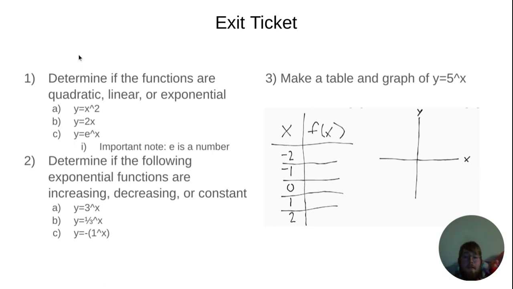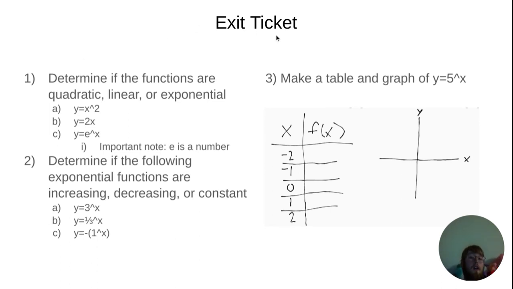Secondly, determine if the following exponential functions are increasing, decreasing, or constant. y equals 3 to the power of x, y equals 1/3 to the power of x, and y equals negative, with the negative on the outside, parentheses 1 to the power of x. So I'll repeat that last one: y equals parentheses 1 to the power of x with a negative sign outside of that parentheses. So we wouldn't have a wild graph. It would just be a flipped graph.